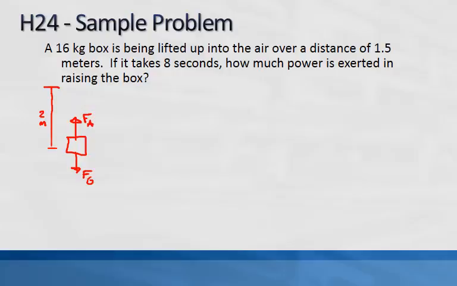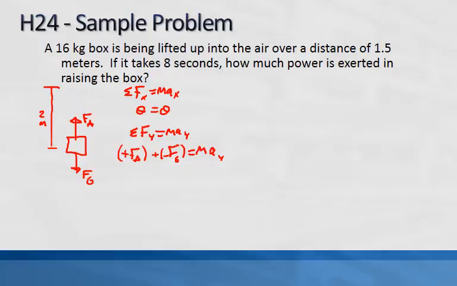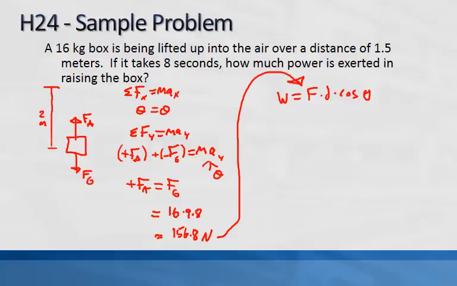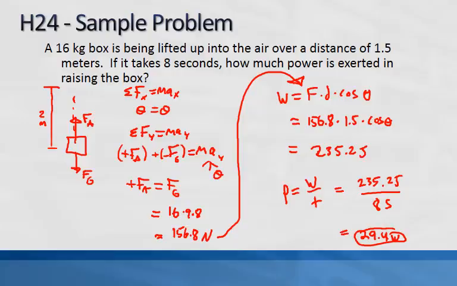All right, so lifted 1.5 meters into the air. If it doesn't say, you can assume it's lifted at constant velocity. So the sum of the force in the y: positive force applied plus the negative force of gravity. Acceleration is 0, so the force applied is equal to the weight. Force applied going up is 156.8 newtons. And we can get the work, since we know the force and we know the displacement. The force is up and the displacement is up, so the cosine is 0. We get our work, and for power, we divide by 8 seconds, and 29.4 watts is the power output.